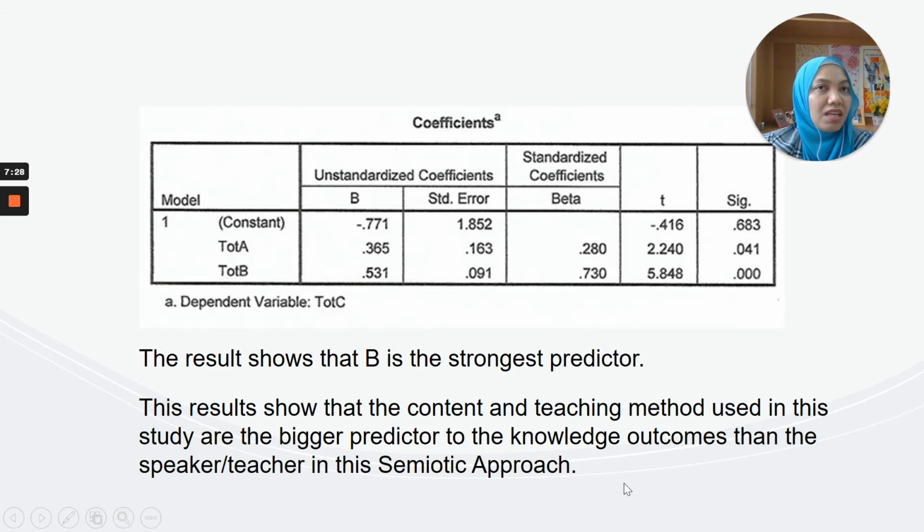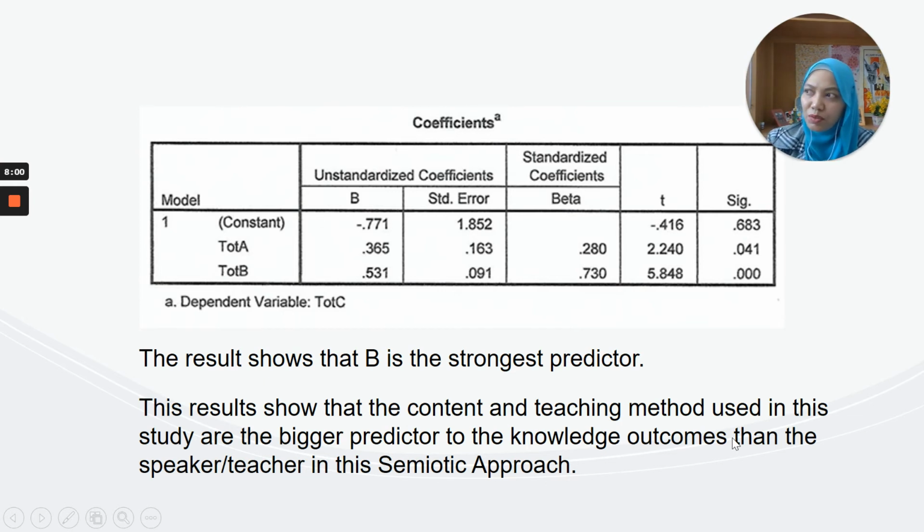B here is actually the method used in conducting the lesson. So I'm interested to know whether it's the teacher that has contributed much or whether the method is proven to be something that is superior when the lesson was conducted. So these results show that the content and teaching method used in this study are the bigger predictor to the knowledge outcomes, okay, than the speaker in this semiotic approach.